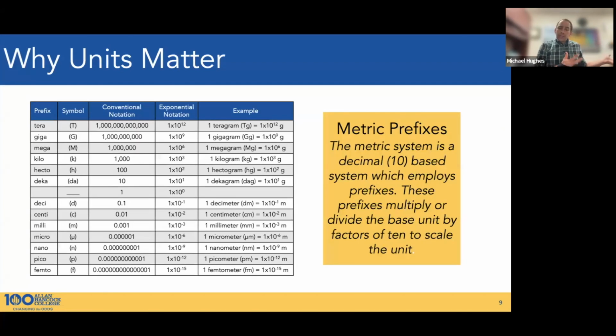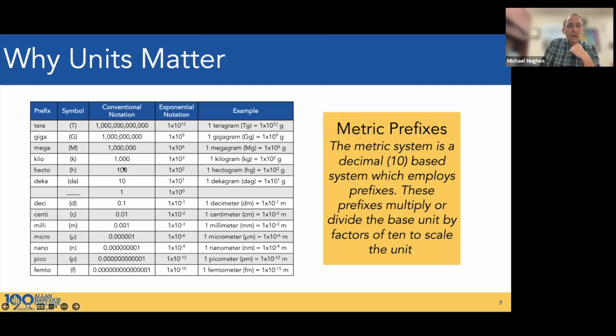Now, the metric system uses prefixes that are based on the decimal system, a base-10 system, so that we can amplify or reduce the value of our unit by orders of 10. And so you'll see that if we start at our base unit, which has a conventional notation of 1, and we increase the values by an order of magnitude of 10, let's say we start with 1 gram, then we have 1 decagram with a K. Decagram is 10 grams then.